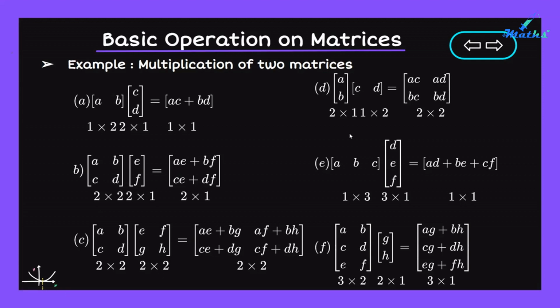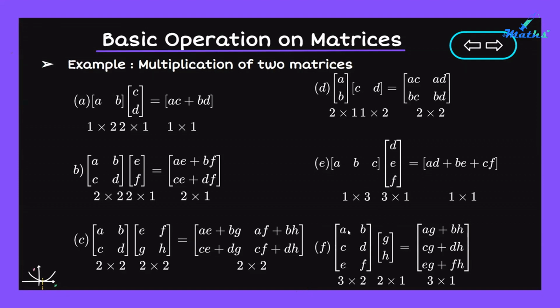2 times 2. And D is 2 times 1, 1 times 2. So we just take 2 times 2. And for this one, we add A times C, A times D, B times C, B times D. E is 1 times 3, 3 times 1. So we just take 1 times 1 because we can multiply together since the first matrix column and second matrix row is the same. So right now we'll get 1 times 1 only. So it's A times D plus B times E plus C times F.